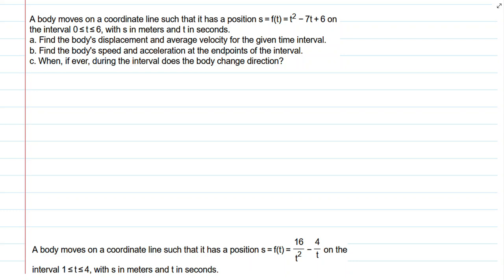So we want to find the body's displacement and average velocity for the given properties, correct? One of them is a derivative. Which one's the derivative? Velocity. The other one is math. It is the value of the function at 6 minus the value of the function at 0. Comfortable with that? All right.